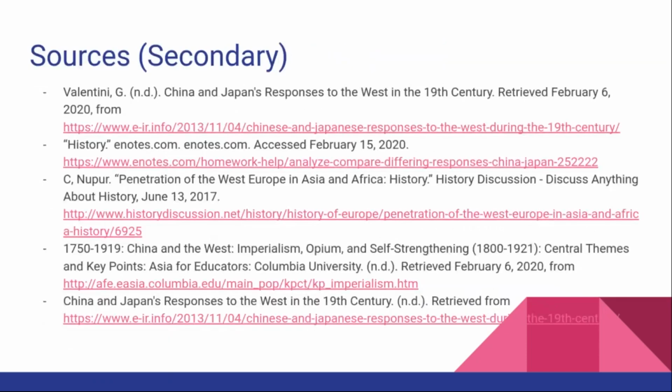Here are our sources, most of which are secondary, and that is all of our LEQ.